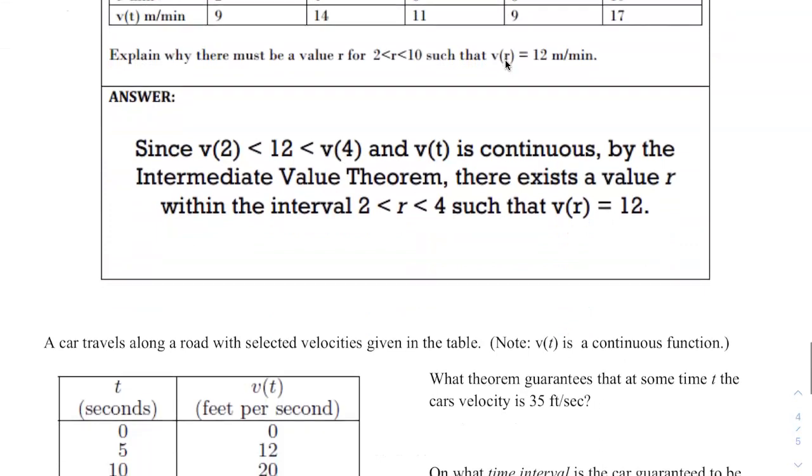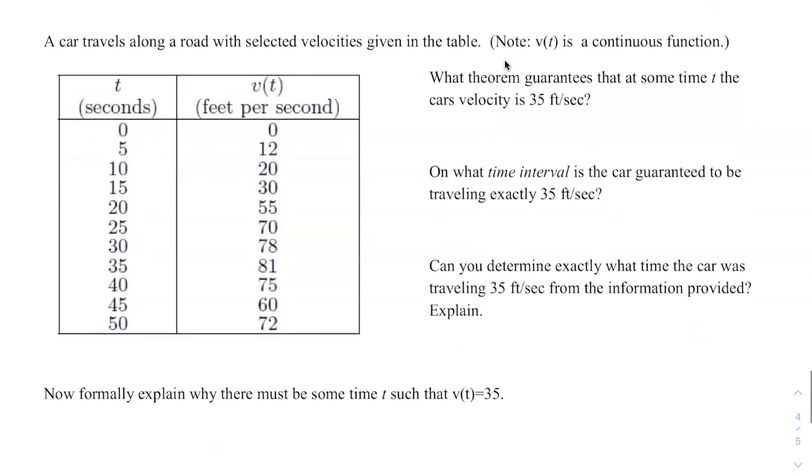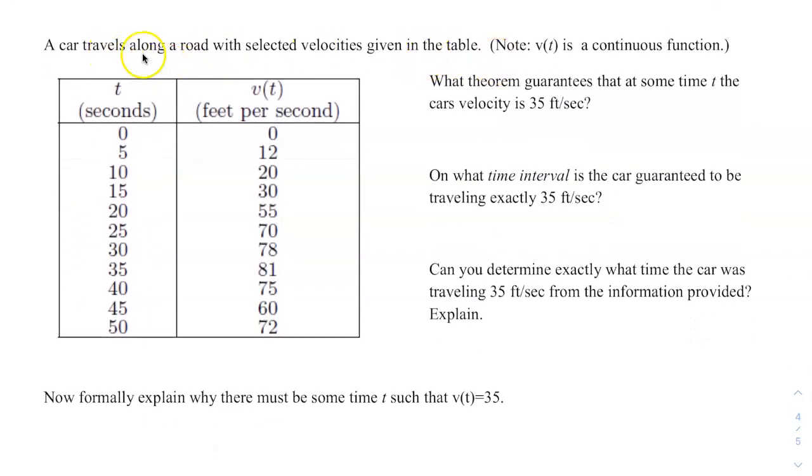Okay, so now let's do a couple more problems with IVT. A car travels along the road with select velocities given in a table. So here's time, here's velocity. First question: what theorem guarantees that at some time t, the car's velocity is 35 feet per second? It goes from 30 to 55. Velocity doesn't jump. You can't skip velocity, you have to go through all the values. So it's going to be IVT. Velocity is a continuous function.